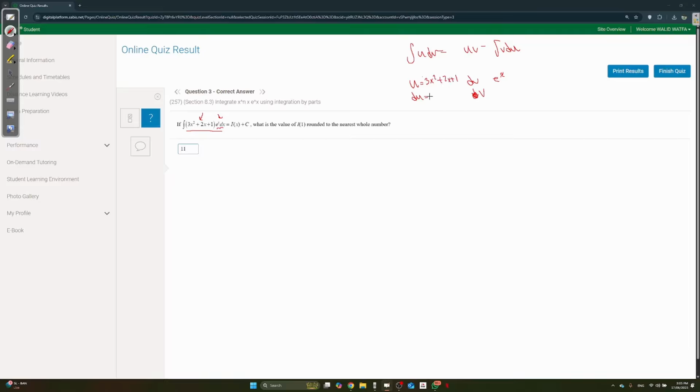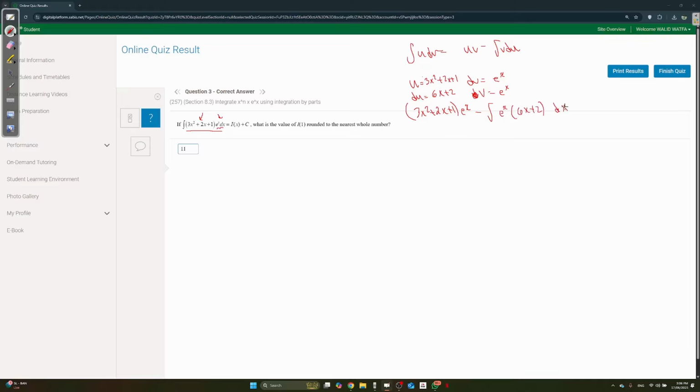Come on, what's the derivative of this? 6x plus 2. What's the integral of e to the x? It's just e to the x, right? Okay, so let's apply our rule, uv minus integral v du. So uv, so (3x squared plus 2x plus 1) times e to the x, minus integral v du, e to the x times (6x plus 2), and always throw that dx.